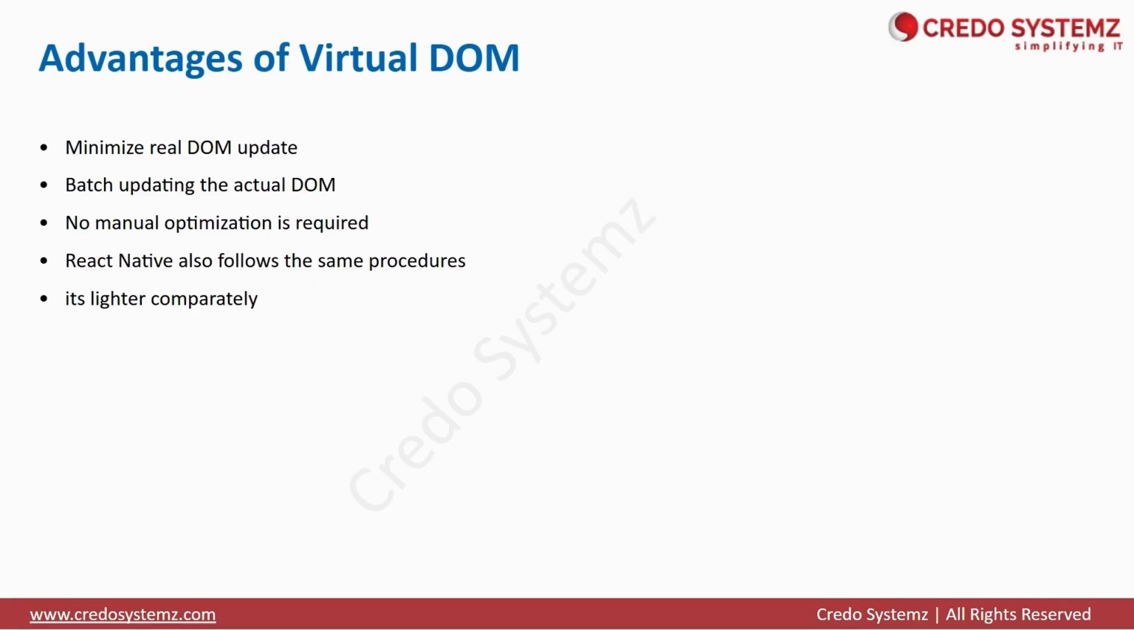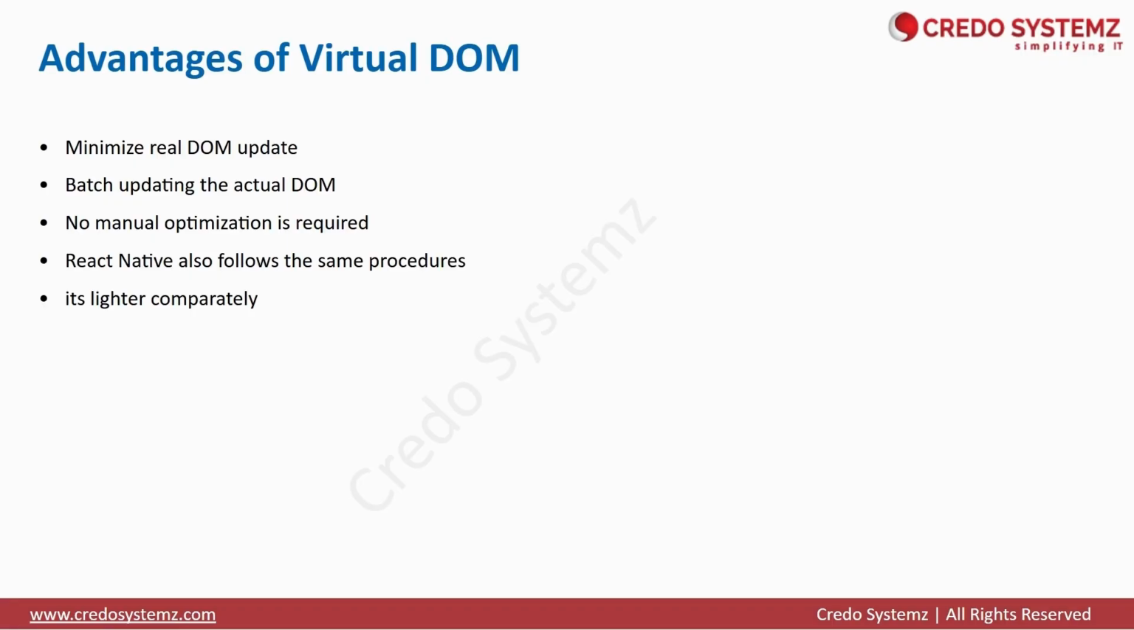Let me give a quick summary of what we discussed in this video. We started with what the virtual DOM is. It's nothing but a copy of the actual DOM. When the initial render happens, a copy of the actual DOM is created. That copy of the actual DOM is the virtual DOM. React does all the changes on the virtual DOM.